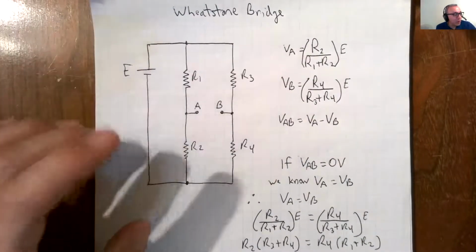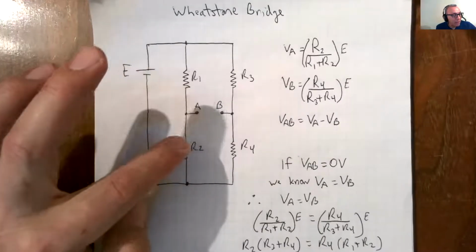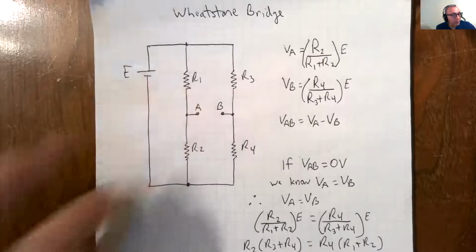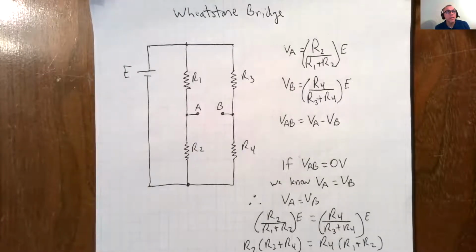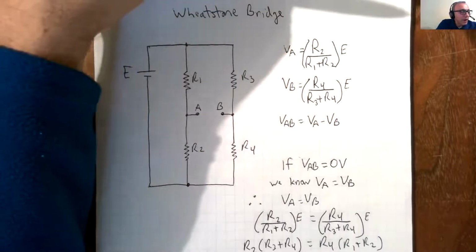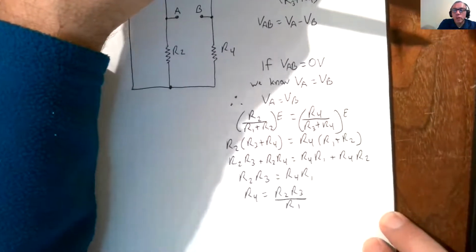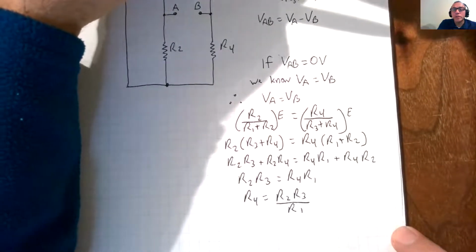This is used for very accurate measurements to detect small resistances in a circuit. And we're talking about thermistors, strain gauges, photoresistors. So we'll show you some examples of how those are implemented. And this is also used to figure out an unknown resistance.